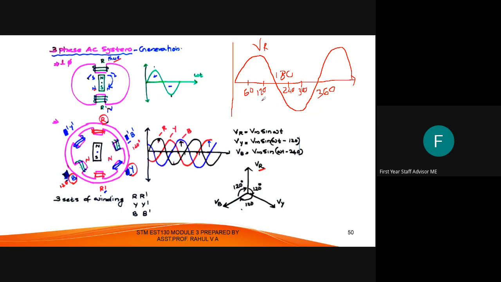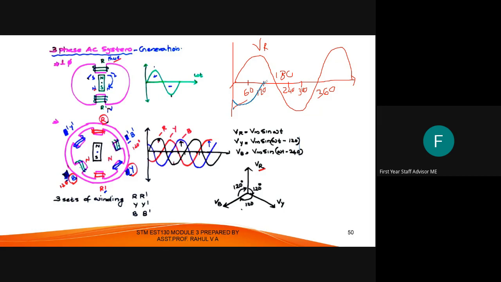Okay, now I have already drawn. I can say that voltage at Y winding is lagging behind R winding by an angle 120 degree. So here you can say that it is close to 0. Okay, voltage at R winding close to 0 at 0, and after that 120 degree, what should happen? The voltage at Y winding should cross 0. So I can say that it is something like this. It will come.